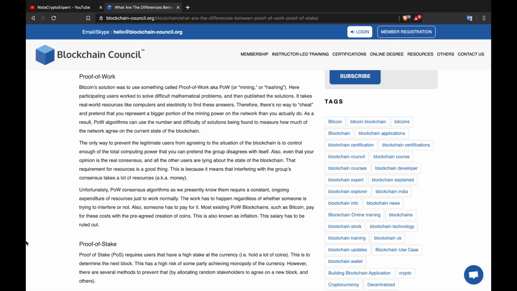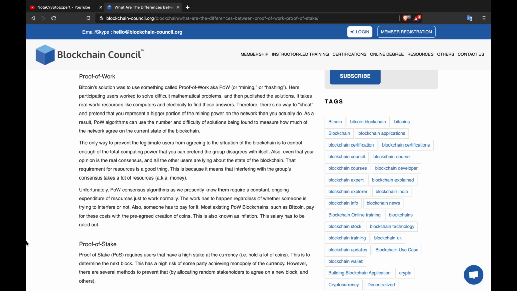Here, participating users work to solve difficult mathematical problems and then publish the solutions. It takes real-world resources like computers and electricity to find these answers. Therefore, there's no way to cheat and pretend that you represent a bigger portion of the mining power in the network than you actually do. As a result, PoW algorithms can use the number and difficulty of solutions being found to measure how much of the network agrees on the current state of the blockchain.